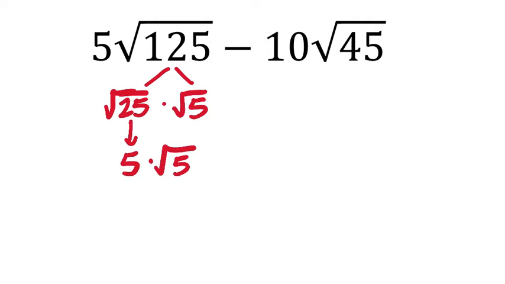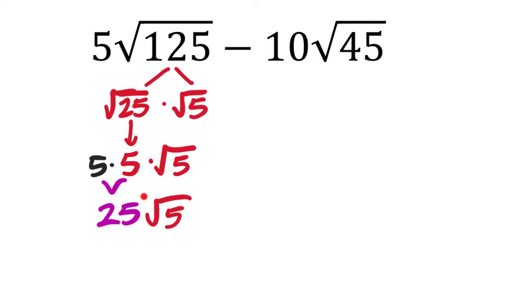Now, don't forget your 5 out there in the front. And when I multiply those 5s, I get 25, and then I have my square root of 5. Okay, so this is fully simplified now.